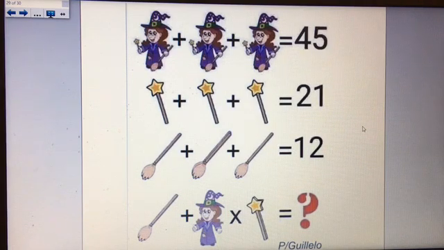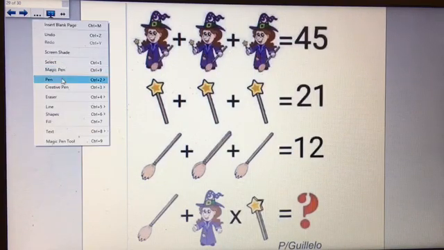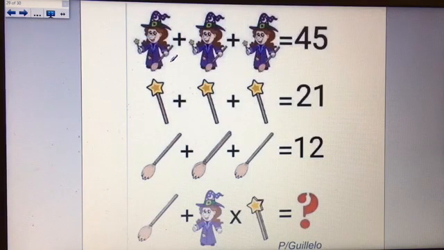Okay, so I'm going to go through the answer now. So you've got 3 of these little wizard men here, or wizard women, sorry, that add together to make 45. So each one therefore has got to be 15, 15, and 15. And you've got 3 stars that add together to make 21. So 21 divided by 3 has got to be 7. Then look at the broomsticks. 1, 2, 3 broomsticks that make 12.